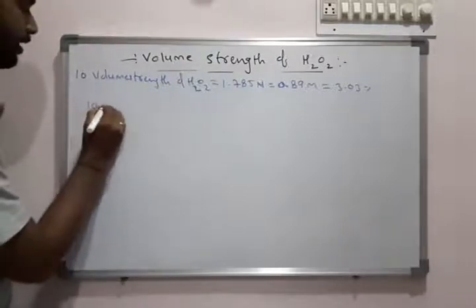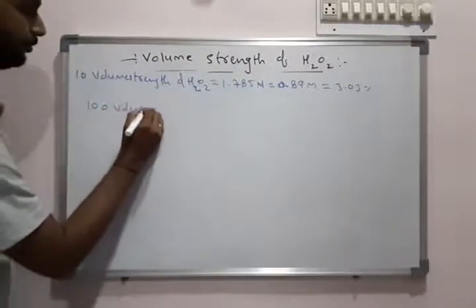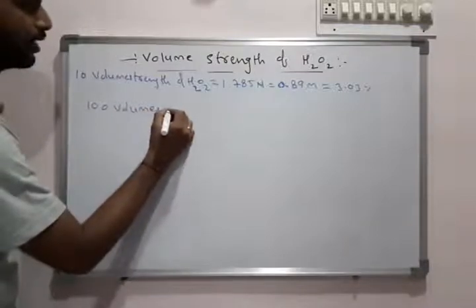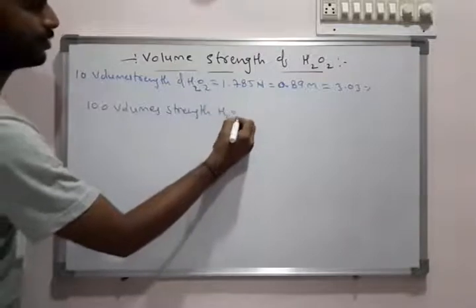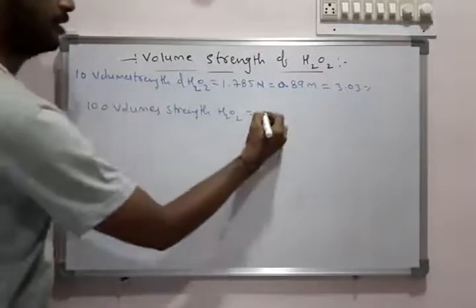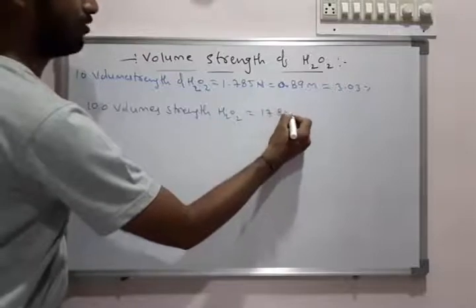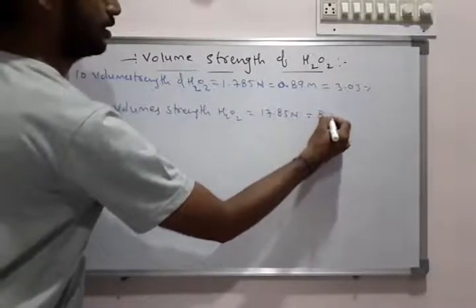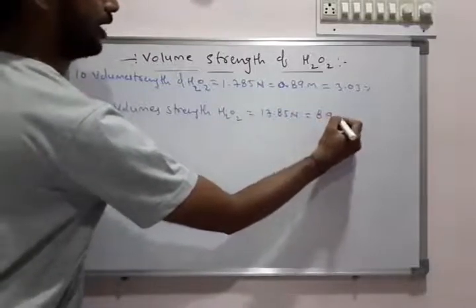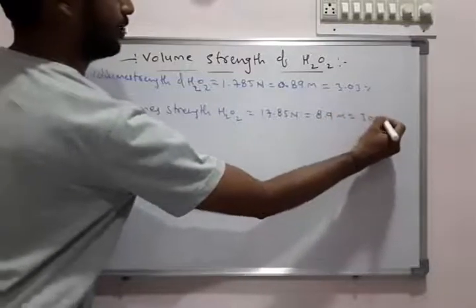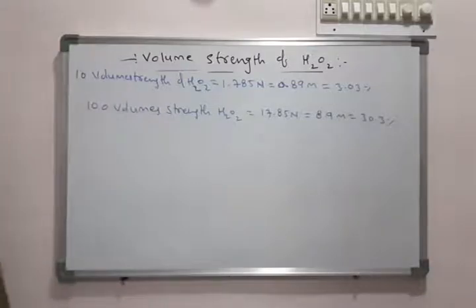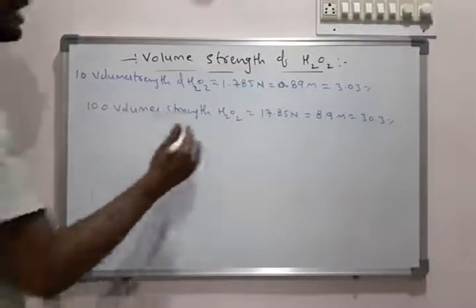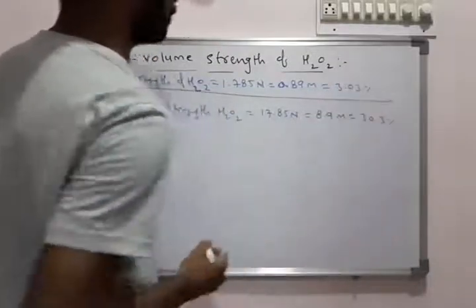For example, 100 volumes. 100 volume strength of hydrogen peroxide is nothing but 17.85 normality, 8.9 molarity, nothing but 30.3%. Generally the commercially used hydrogen peroxide is 10 volumes. 10 volumes of hydrogen peroxide is the commercially used one.